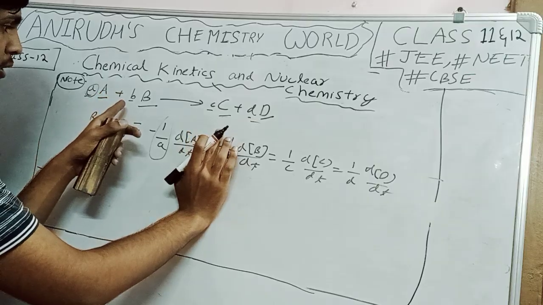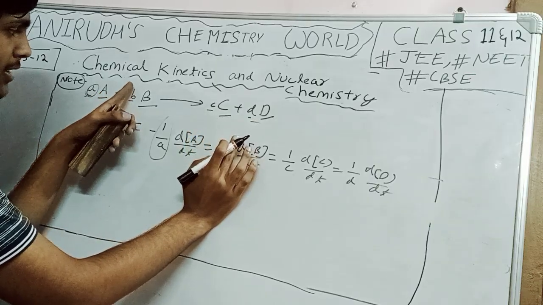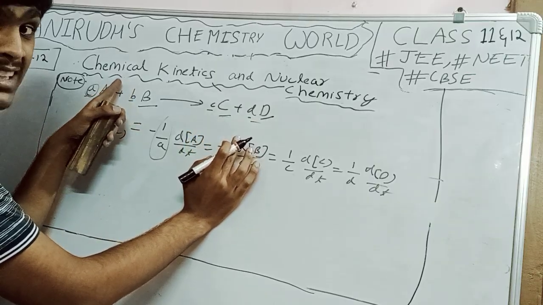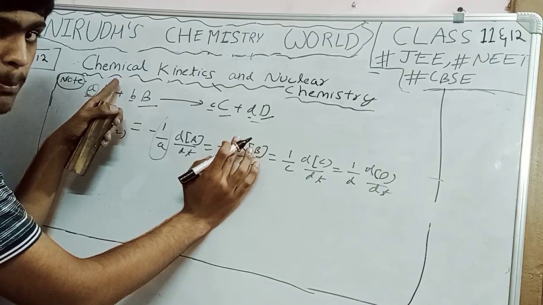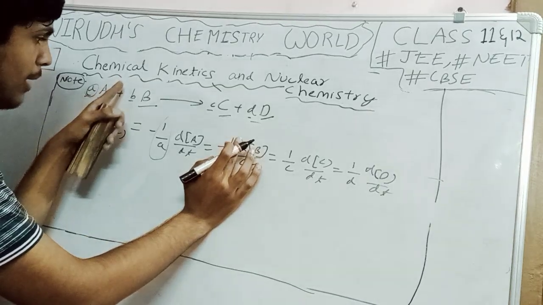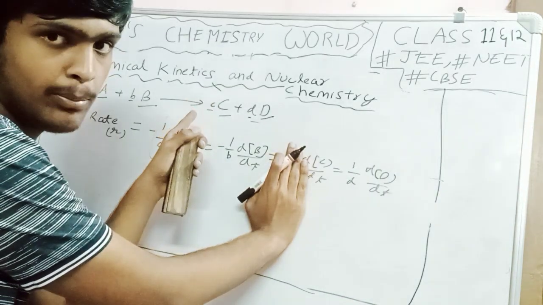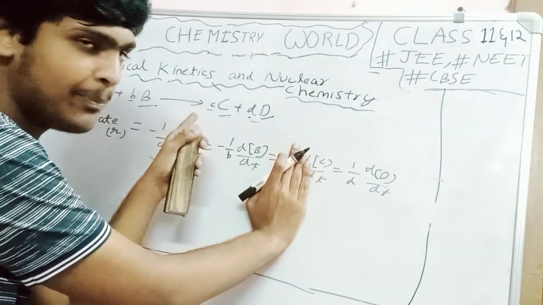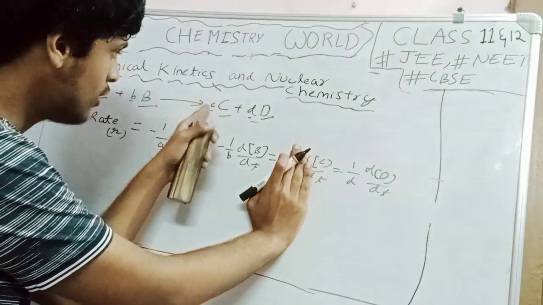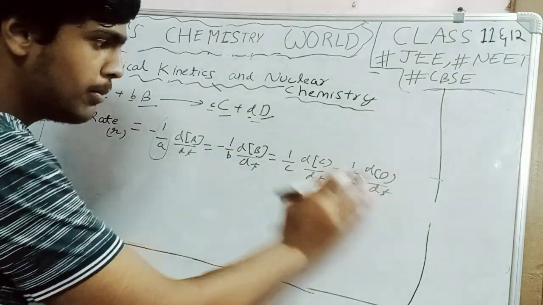Similarly, for B also, normally if you don't have this small coefficient, there is minus d concentration of B by dt. So multiply with 1 by b. Here, in terms of C, rate is equal to d concentration of C by dt. Since you have this coefficient, 1 by c, similarly 1 by d.